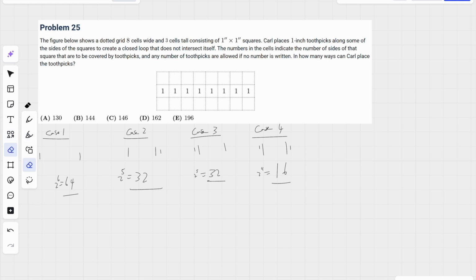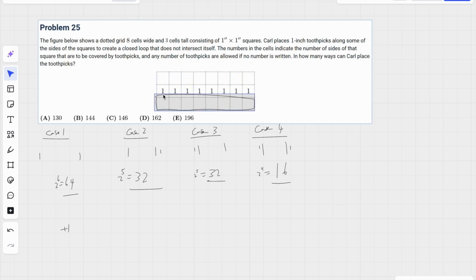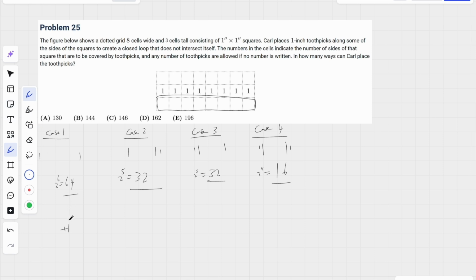Now, importantly, we missed out on 2 cases. The first case is one that doesn't have to go through the middle. We can satisfy all the conditions by doing this. And so this adds another way. And obviously we can also move this to the bottom, which would also add one way.